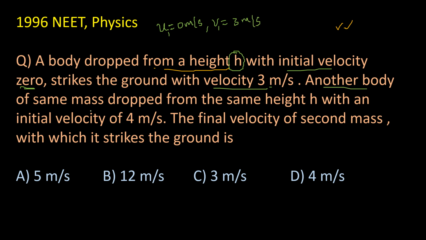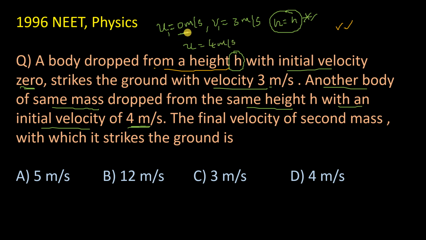Another body of the same mass is dropped from the same height. So here the height is the same, and we need to keep this point in mind. The height is the same, with an initial velocity of 4 meters per second.